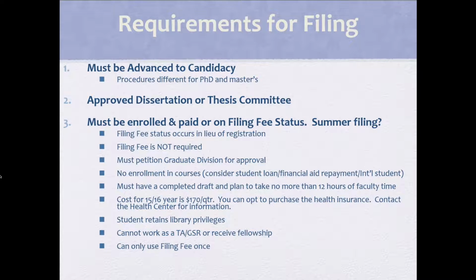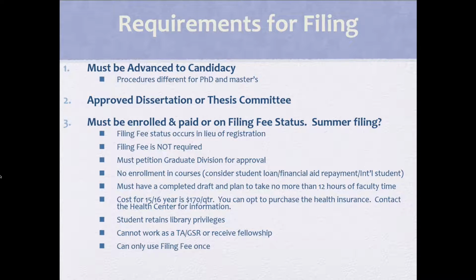So for master's students, that means that you have submitted the application for candidacy, which can be found on the Graduate Division website, at the beginning of the quarter that you plan to graduate. For PhD students, that means that you have completed all of your coursework as well as your written and oral qualifying examinations, and you have advanced to candidacy that way.